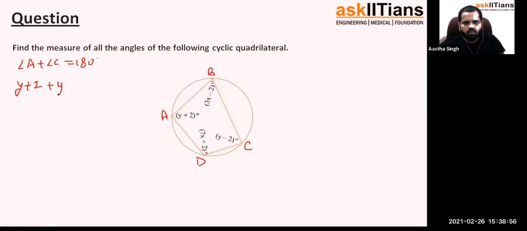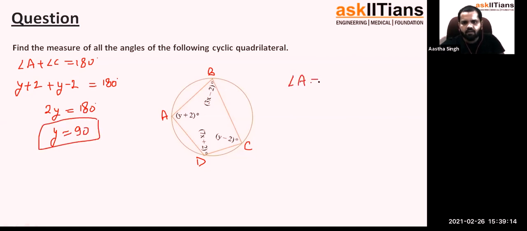Angle C will be equal to y minus 2. So y plus 2 plus y minus 2 is equal to 180. The 2 and 2 will cancel out. 2y will be equal to 180 degrees, and hence you got the value of y is equal to 90 degrees. If you got the value of y, then angle A is equal to y plus 2, and y is 90, so angle A will be equal to 92 degrees. If angle A is 92 degrees, then angle C will be y minus 2, which is 90 minus 2, 88, and their sum is already 180 degrees.